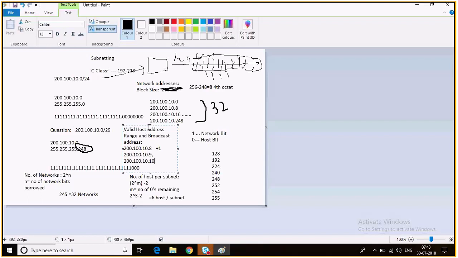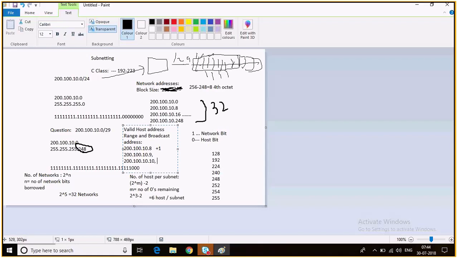I'll keep on writing it, keep on adding 1 to it until I get to the next network address. What is my next network address according to this question? The next network address is 16. So I'll not go beyond 16. I cannot even write 16 because 16 is already my next network. So what is the last address that I can write in this series? The last address is 16 minus 1, which is 15.